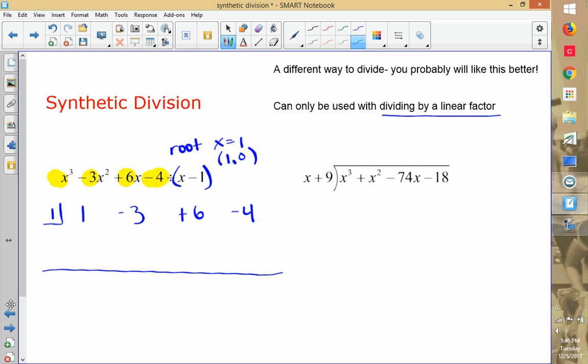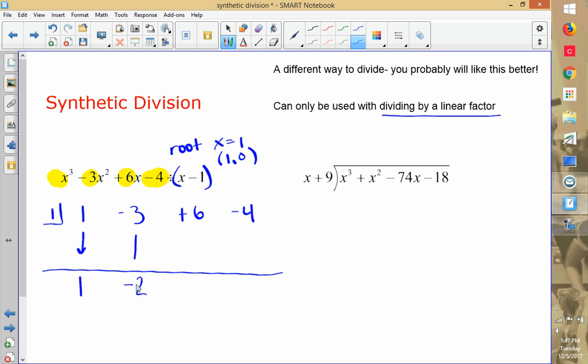And it's going to be a series of multiplying numbers and then adding numbers. So you're going to always start by bringing the first number down. So we're going to bring down the 1. And you're going to start by multiplying. You're going to take the 1 that you have here and multiply it by the 1 in the box. So 1 times 1 is 1. And you're going to place the answer in the next block over from where we were. Negative 3 plus 1 is negative 2.